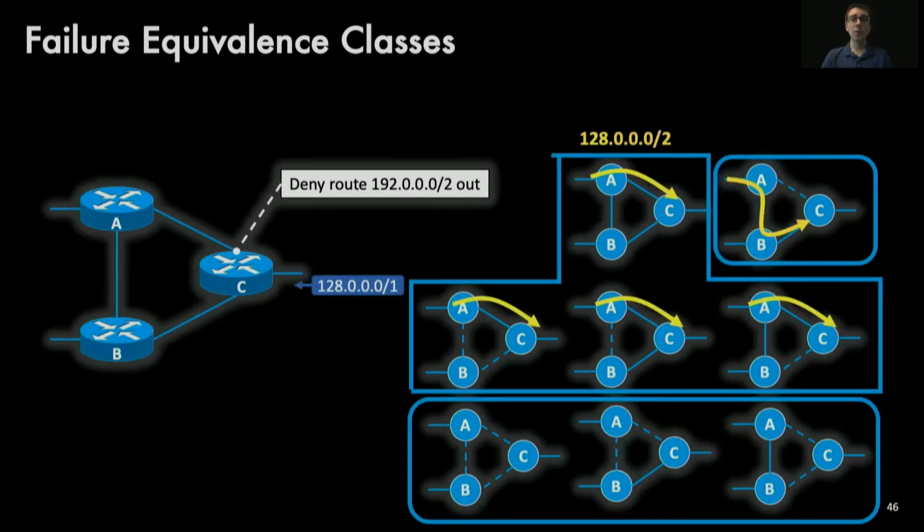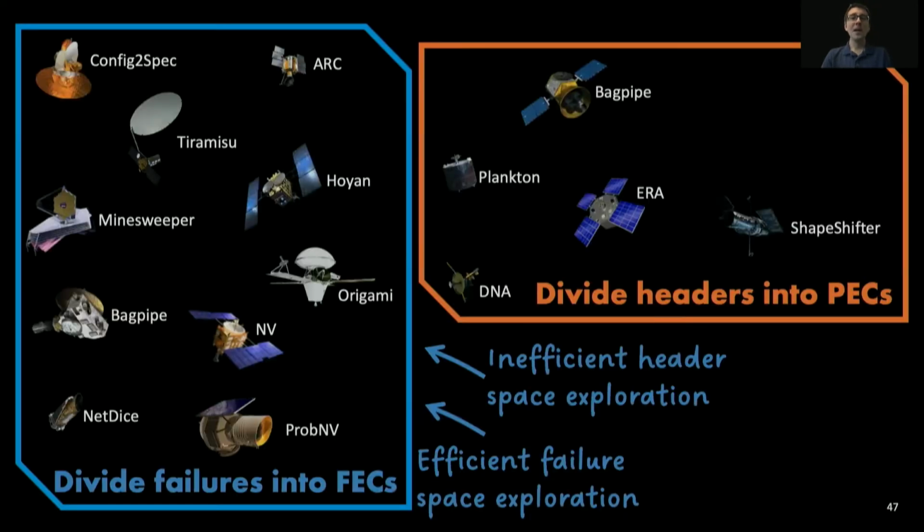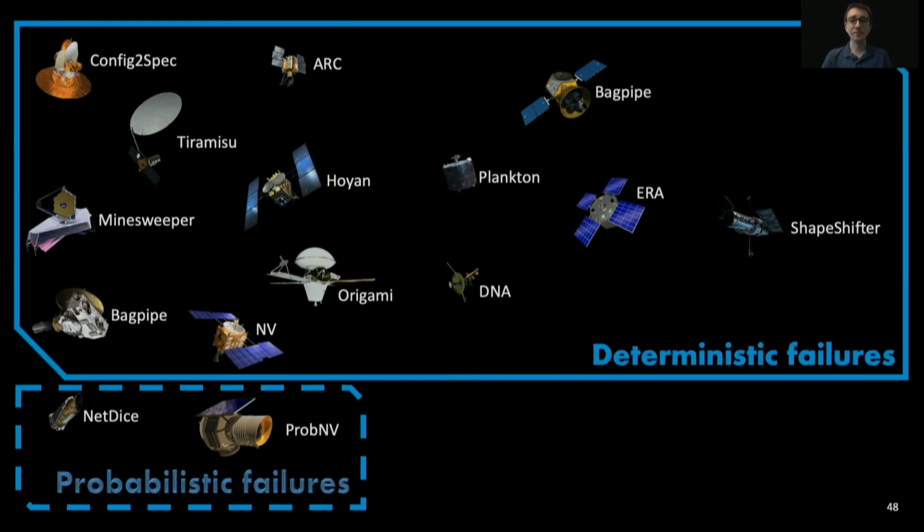However, for the prefix 128/2, the failure equivalence classes are different. Hence, if we use verifiers which divide the failure space into failure equivalence classes, we have to iterate over every packet header of interest in order to explore the entire product space, and this is inefficient.